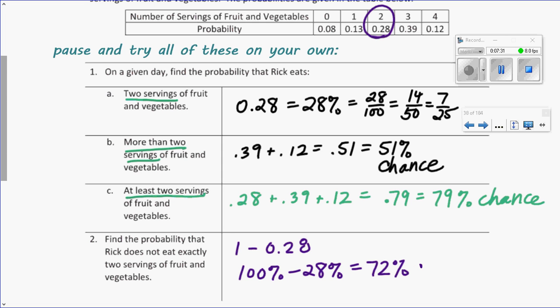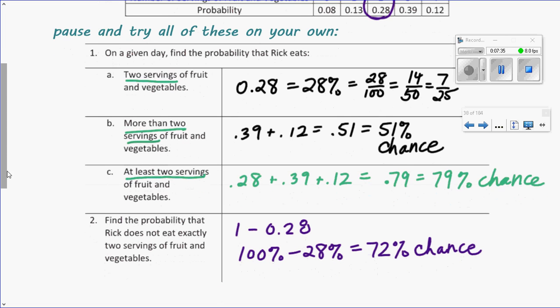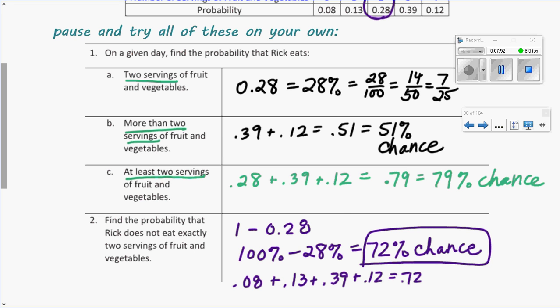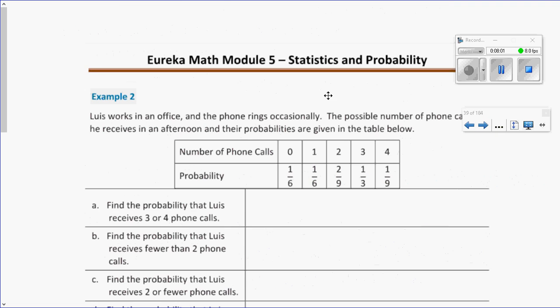There's a 72% chance. I bet some of you actually got that by doing it the long way, by doing 0.08 plus 0.13 plus 0.39 plus 0.12. And guess what? That does work out to be 0.72. Okay, but to me, this way is quicker. Or this is equal to 0.72 as well. Okay, all right, let's go on to some examples with fractions.